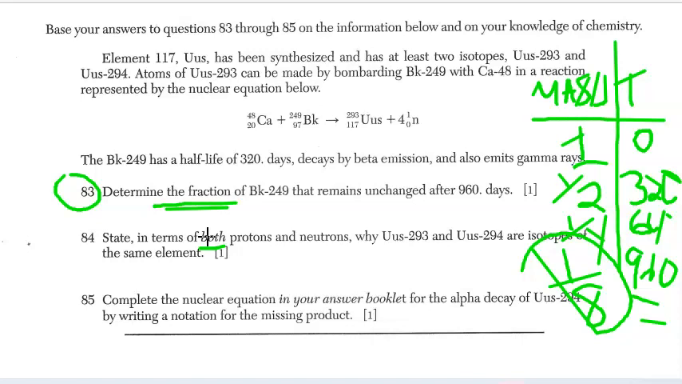But literally, what you're dealing with here is the definition of an isotope. Same number of protons, different number of neutrons. Finally, we are at the end here in question 85. Complete the nuclear equation in the answer booklet for the alpha decay of the UUS-294 by writing a notation for the missing product. I'm going to write it below, and then we'll go ahead and put that in.